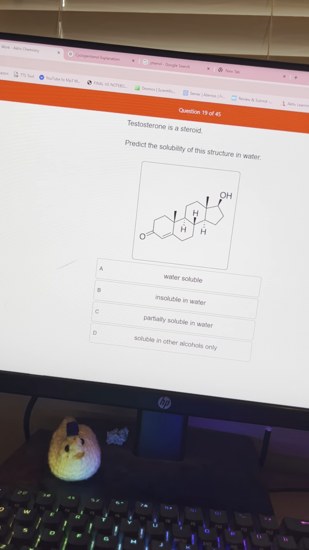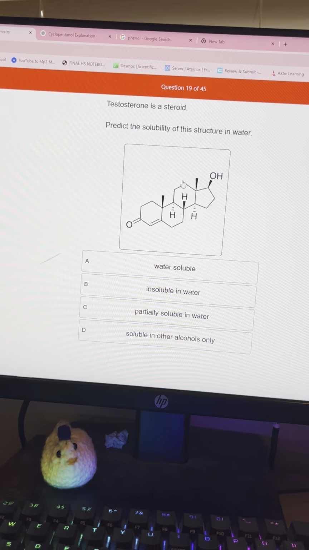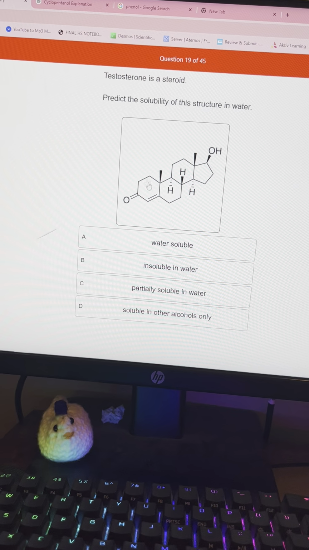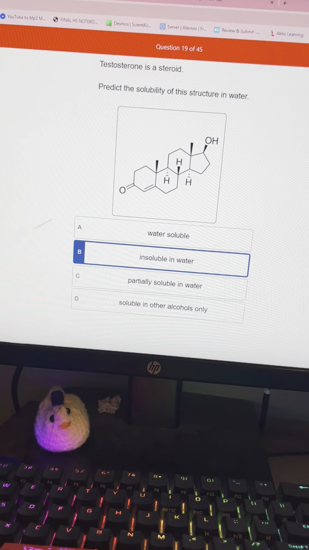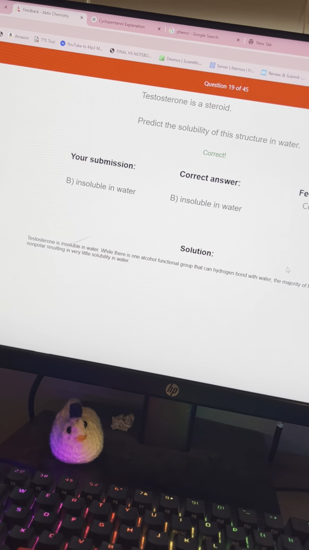Okay. And this has a lot of carbons because each of these is a carbon. So 1 carbon, carbon, carbon, carbon, carbon, carbon, carbon, carbon. There are a lot of carbons in here. So that tells us that it's insoluble. Because the more carbons you have, the less soluble it is.